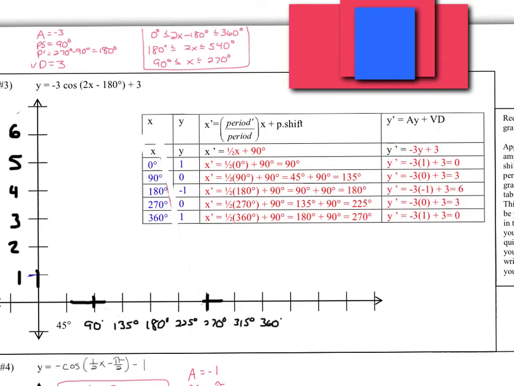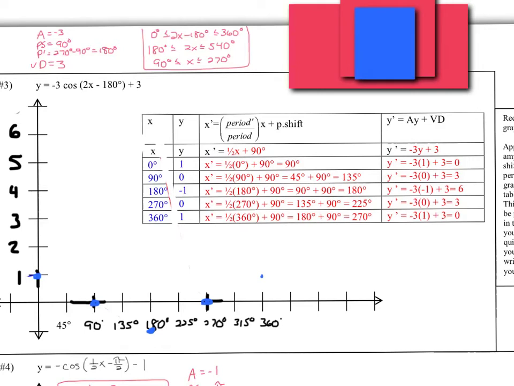So then we graph. I'm going to first graph the parent graph. I numbered my vertical axis up to 6 because I see that some of these y values get to be as big as 6. So I got 0, 1, so I put a dot there. I got 90, 0, so I put a dot there. I got 180, negative 1, put a dot there, 270, 0, and then 360, 1.